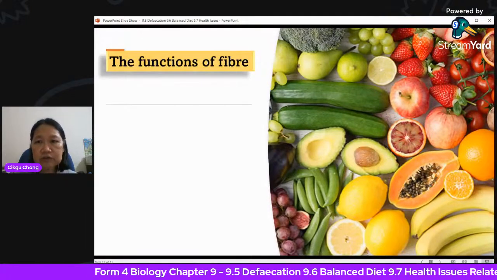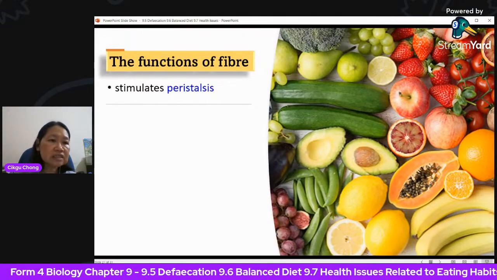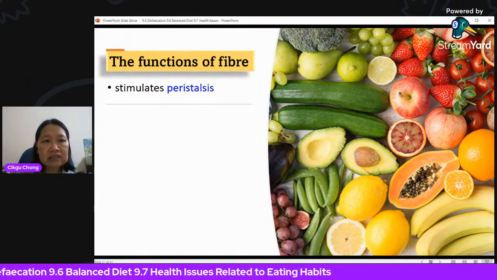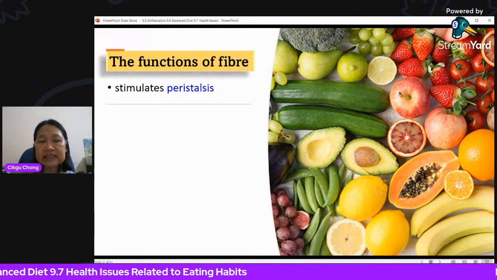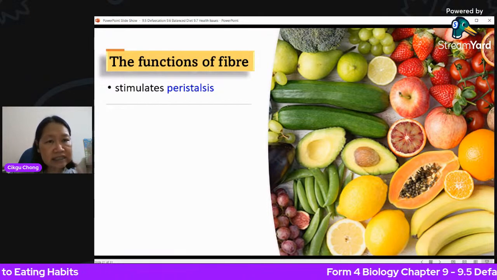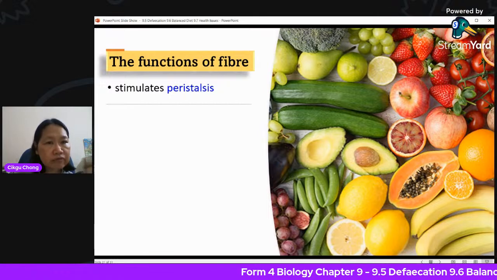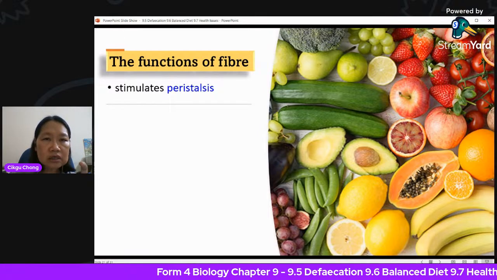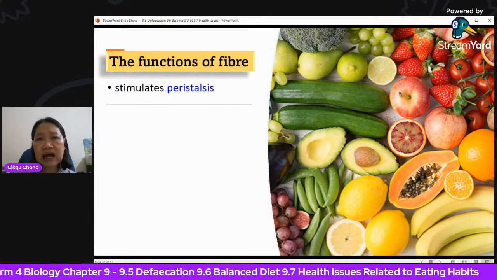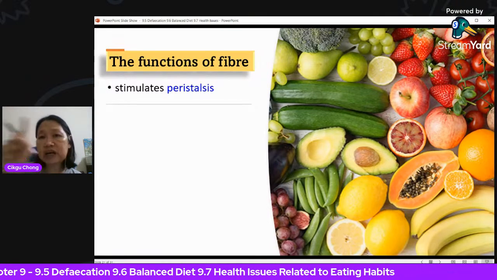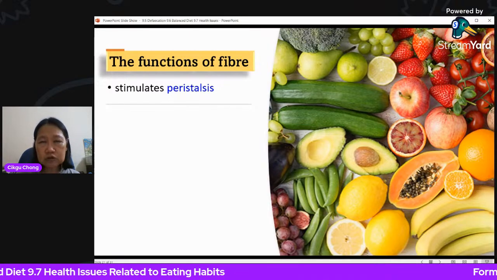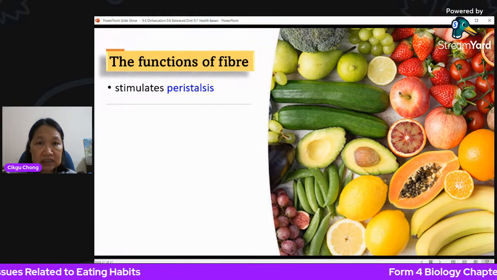Functions of fiber. This one you should know, right? So fibers stimulate peristalsis. That's why it's very important. You want the contents of the colon or the intestine to move as much as possible so that it does not stay there. Once it stays there, more water is reabsorbed and the feces will become hard. Once it becomes hard, when you push it out, it may cause what you call hemorrhoids. You push it out too much, it will hurt your anus, right?